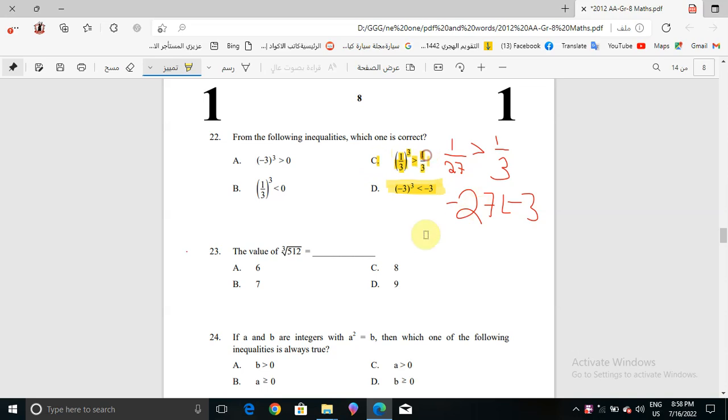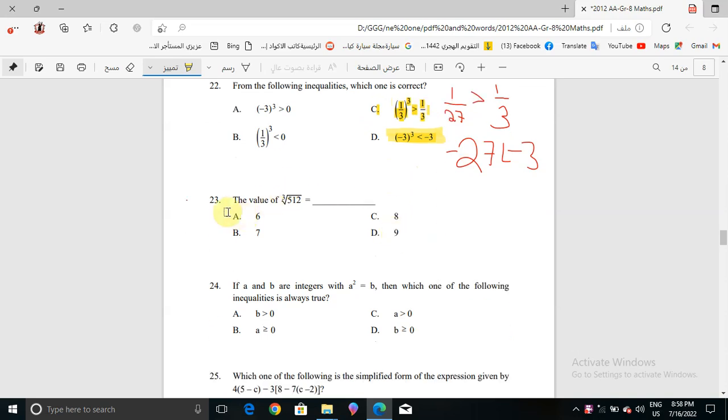Okay, now let's go for question number 23. The value of the cube root of 512, what will it be? First of all, it will be 9, because 9 times 9 times 9 will give us 512. So that means 9 will be the correct answer.